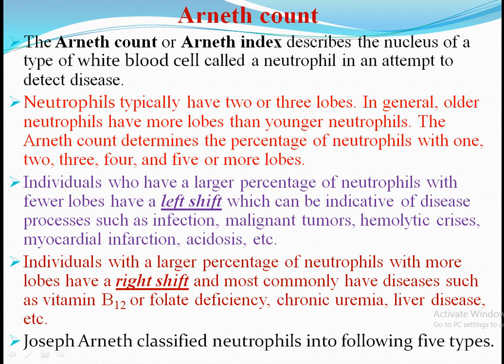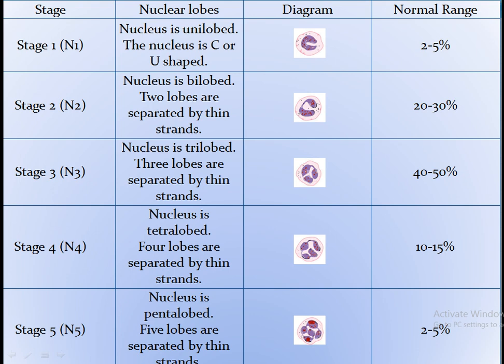Individuals with a larger percentage of neutrophils with more lobes have a right shift and most commonly have diseases such as vitamin B12 or folate deficiency, chronic uremia, liver disease and so on. Joseph Arneth, because of that we named it the Arneth count, after its scientist. He classified neutrophils into the following 5 types. These are the types N1, N2, N3, N4 and N5, depending upon the number of lobes present.